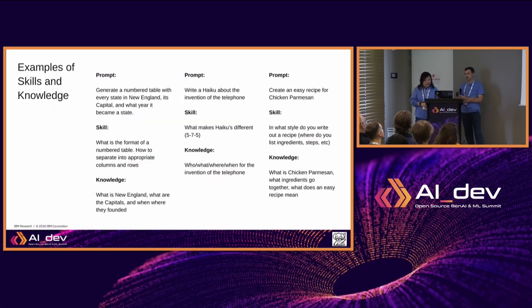And then we have some examples here. If you are given the prompt, generate a numbered table with every state in New England, its capital, and what year it became a state, the knowledge is things like, what is New England? What are the capitals? Are there more than one? And what is the capital?